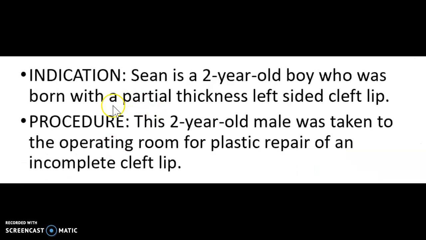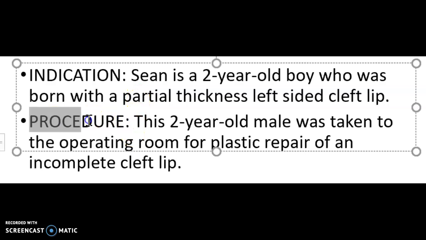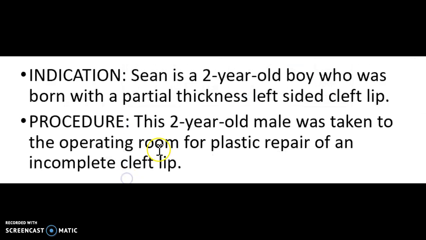One more example, and do you see how the scenarios are always presented to you in a different way? Keep that in mind, okay? I am reading the question, what are they asking me? It says procedure. That's all I have to code for, right? So this 2-year-old male was taken to the operating room for a plastic repair of an incomplete cleft lip. What are you going to code for? Plastic repair or incomplete cleft lip?